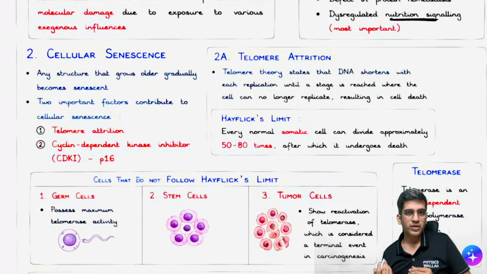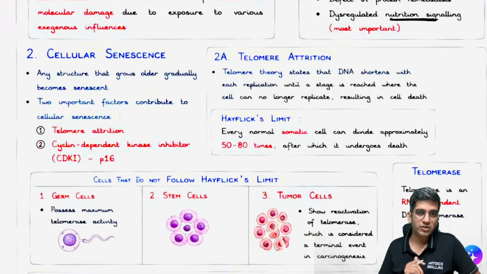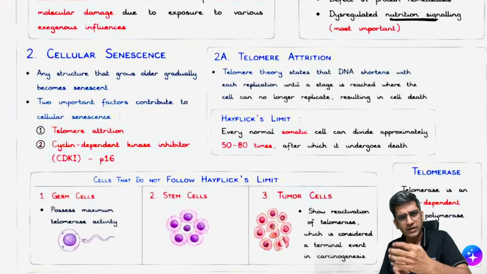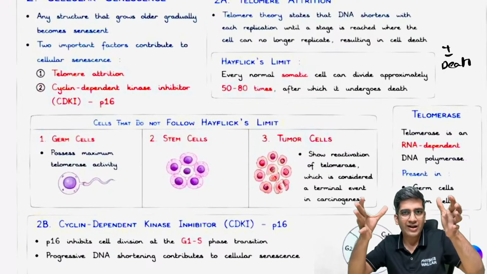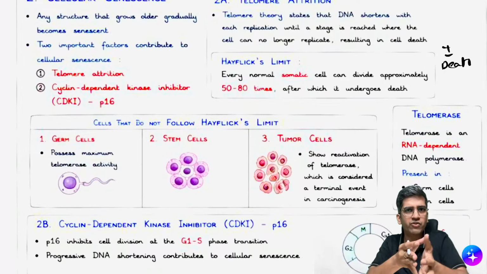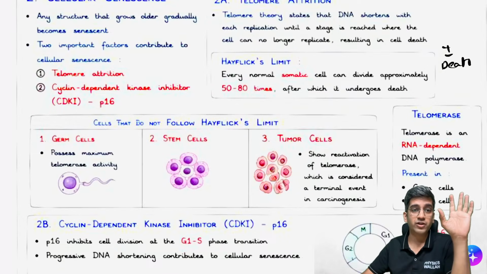That is telomere. Hayflick said that a somatic cell can divide 80 times. Beyond that, it cannot divide. That is telomere attrition, right? Obviously, beyond a certain limit, the cells cannot divide and they will undergo death. When they die, in a tissue, I have 100 cells. 50 cells die. Function will decline, it will age.